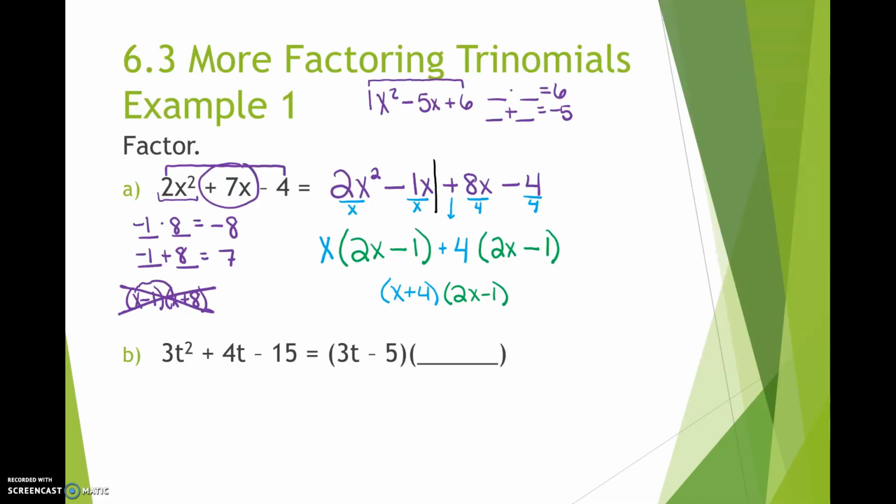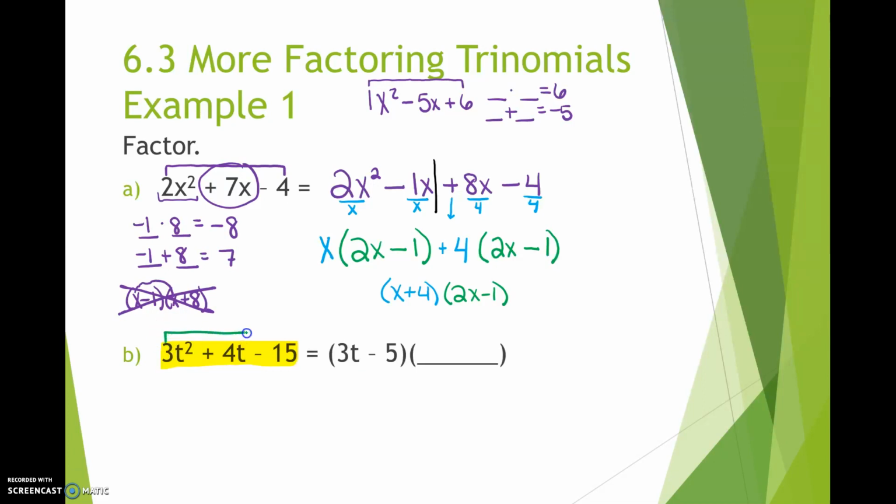All right, B is what your assignment is going to look like, at least the first problem on your assignment. Basically, we need to factor 3t squared plus 4t minus 15. They're telling you part of the answer is 3t minus 5. We have to find the other part of the answer. But I'm just going to completely ignore that stuff on the right and factor it like I would normally.